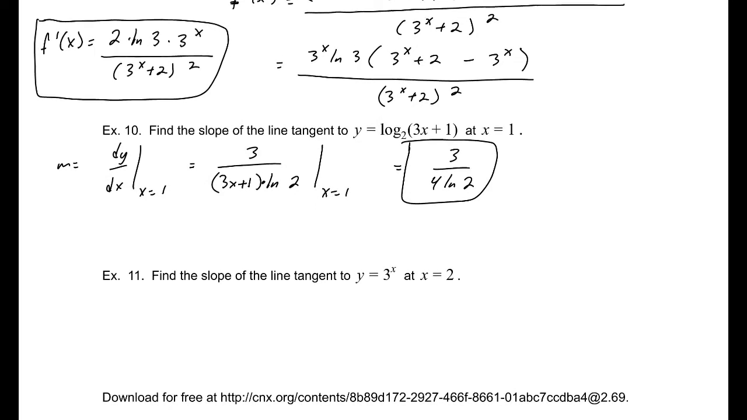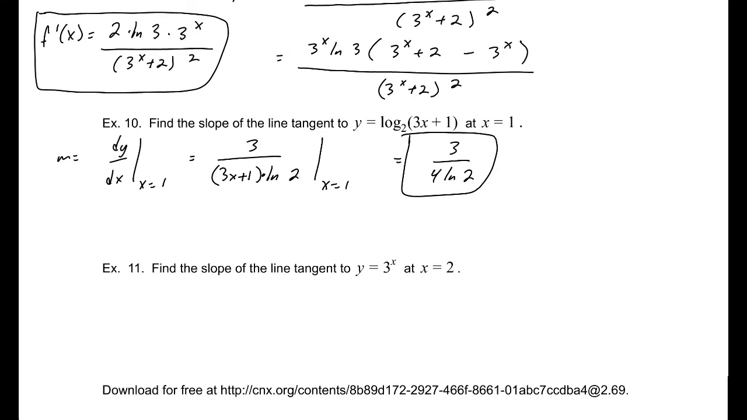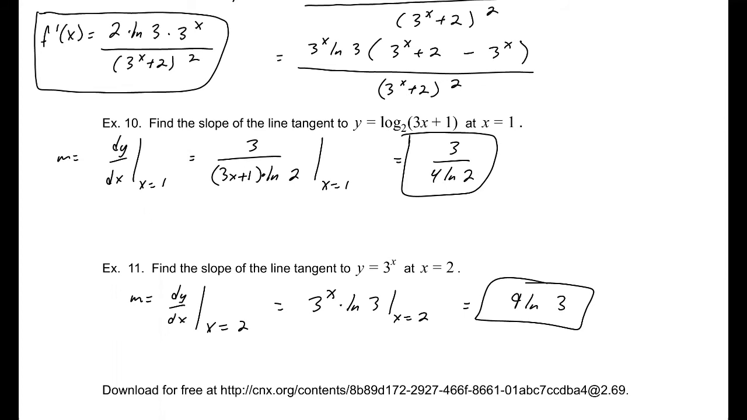Number 11, find the slope of the line tangent to y equals 3 to the x at x equals 2. Same idea. Our slope is dy dx evaluated at x equals 2. And the derivative of that is natural log 3 times 3 to the x, or I'll keep writing it the other way, 3 to the x natural log 3. So evaluating that at 2, that is 9 natural log of 3. That is the slope of our tangent line.